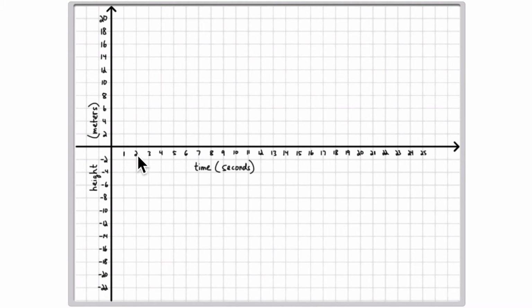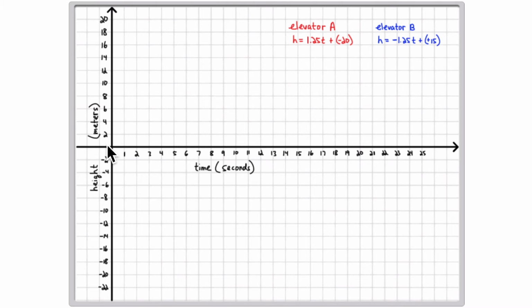So what does that look like on the graphs? Here's time on the x or horizontal axis. Here's height on the vertical or y-axis. Height is in meters. Time is in seconds. And notice that each grid line for height is 2 meters. So it's 2, 4, 6, 8. So you have to think about that as you use the slope to graph these.